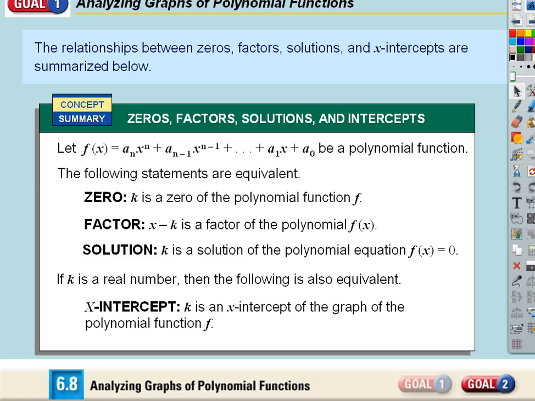Okay. And the nice thing about it is it works for all functions, not just quadratics or polynomials. It works for any function. If I graph it, and I want to find the real zeros, I just look for the x-intercepts on the graph. Okay? All right.